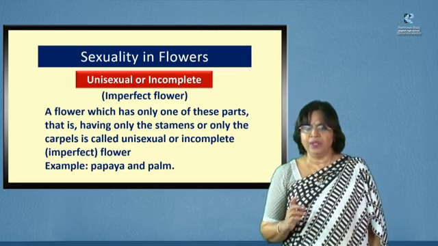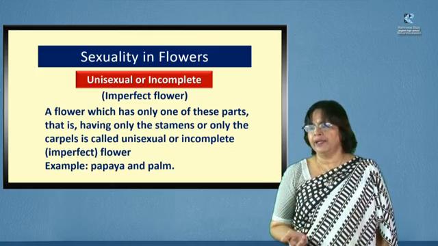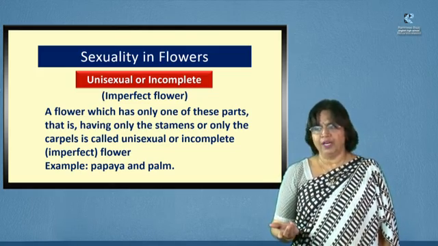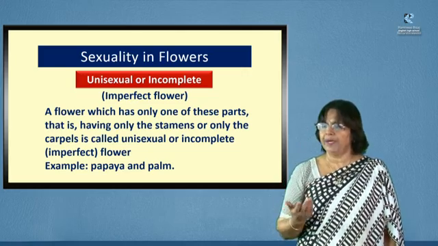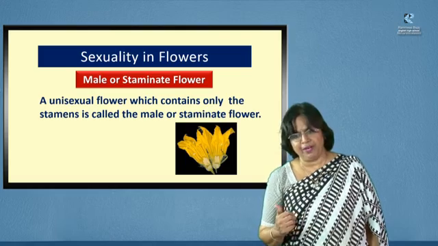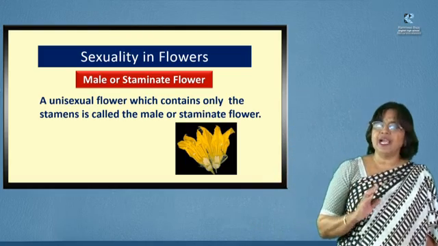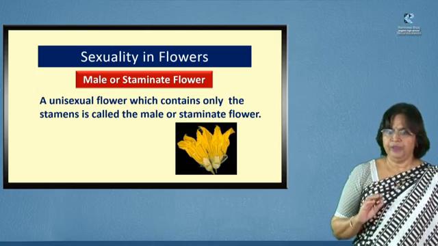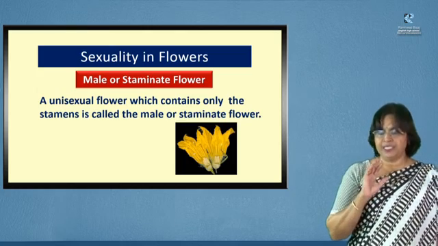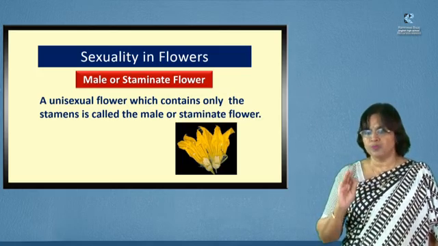Unisexual flowers will have only androecium or gynoecium. They obviously are incomplete or imperfect flowers. A common example you can find in papaya and palm trees. The male or the staminate flower is not having gynoecium but definitely has a functional androecium. That means the androecium is present, filament is there, anther is there, and the anther produces pollen grains.